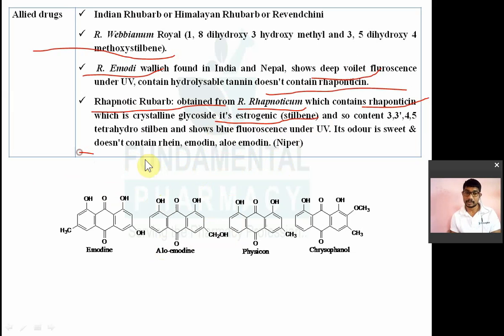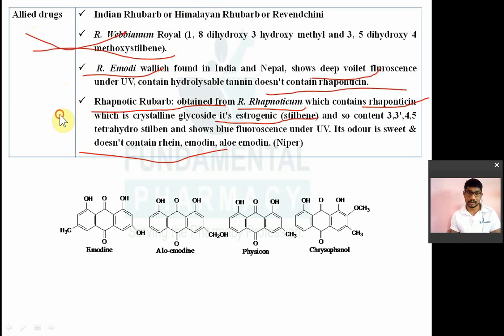आपको इतना याद रखना है कि जो ओरिजिनल रूबाब है, that is Indian rhubarb known as Himalayan rhubarb और रेवंत चीनी. Rheum webbianum, that is Chinese rhubarb, उसमें स्टिल्बिन होता है, so that is also estrogenic in nature. सो लेडीज में कॉन्ट्राइंडिकेटेड होता है. Rheum emodi तो कोई दिक्कत नहीं.